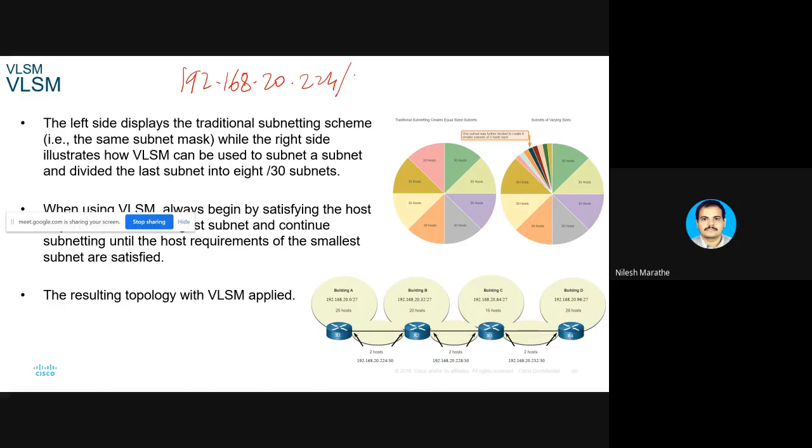So let me talk about 192.168.20.224. That is /27. We are talking about this particular block. We want only 2 hosts. So for the two hosts, I require two host bits. Is it okay?